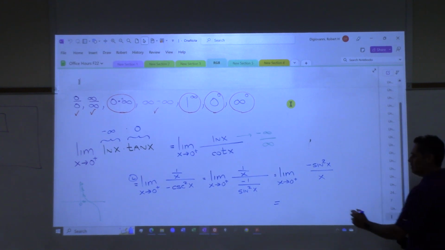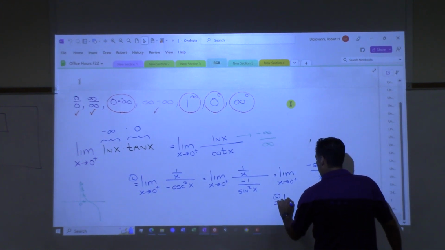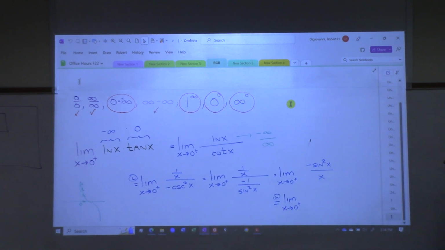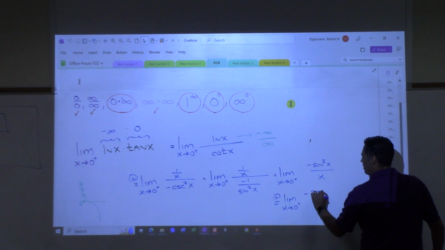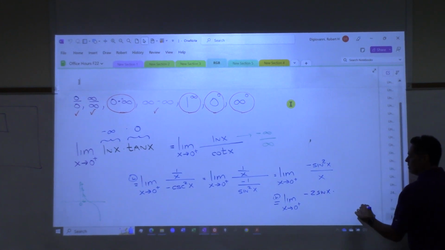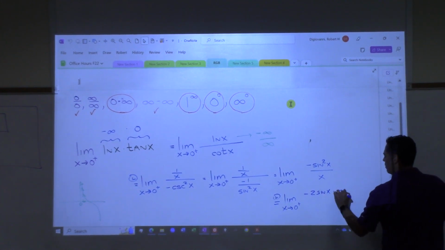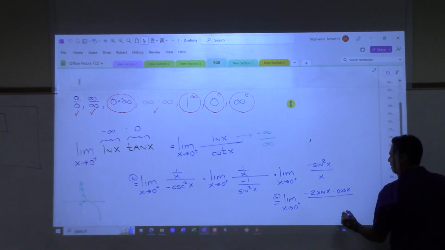L'Hopital again. Limit as x goes to 0 from the right. Okay, derivative of top and bottom. What's the derivative of the top? Well, chain rule, right? So negative 2 sine x times cosine x, all over, this is the great part, 1.